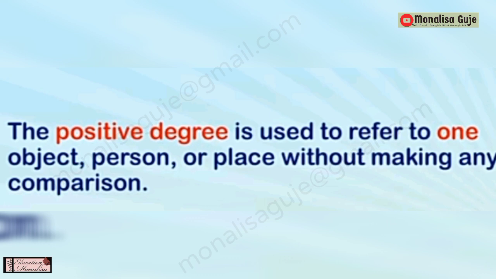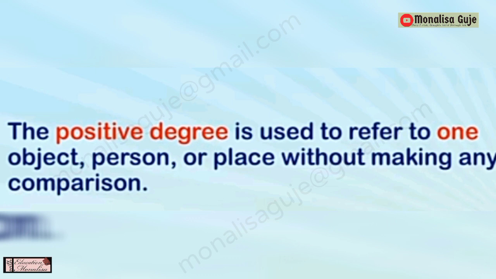about it. The first one, that is the positive degree, it is used to refer to one object, person, or place without making any comparison. So, the positive degree is very easy to understand. You just have to think that only about one thing it is being told, like, I am very happy today. So, happy is positive degree as it is an adjective which tells you something more about the noun.